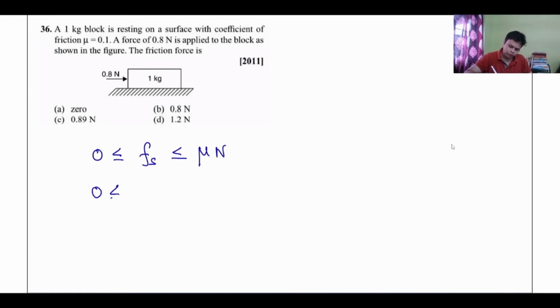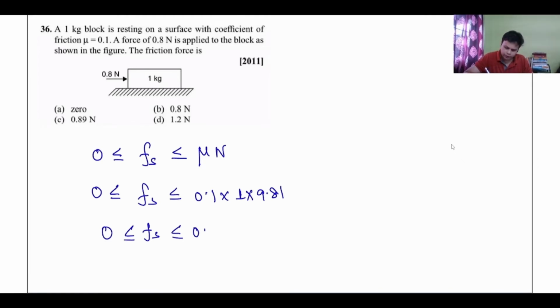So 0, so mu into N, mu is given as 0.1 and N you can clearly see how much is N here. N is mg. You can clearly see. Okay. So N is mg, m is 1 and g is 9.81. So the frictional force can vary from 0 to 0.981. So this is the range of friction.